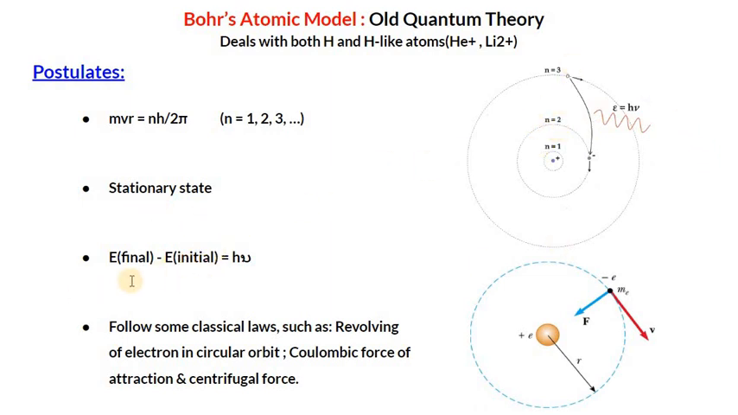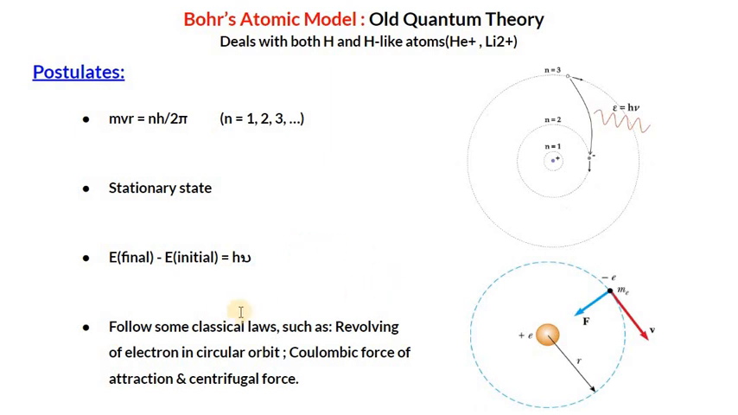The third one, I have told you, is the energy of final minus initial. So final will be the higher energy value, initial will be the lower energy value. So from n equals 3 to n equals 2, n equals 3 should be the higher energy value and n equals 2 should be the lower energy value. So you have to subtract: E3 minus E2 will be equal to h nu, as I have told you. So this amount of energy will be released by the system when the electron comes from the third to the second orbit.